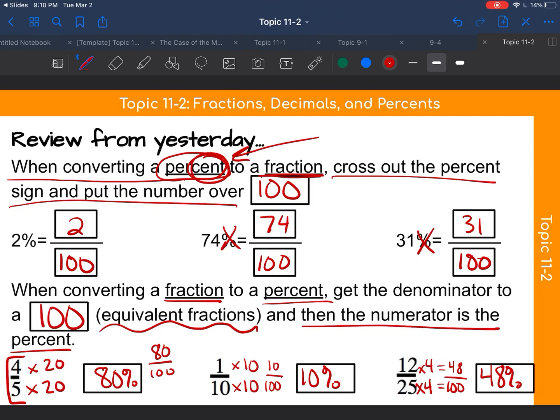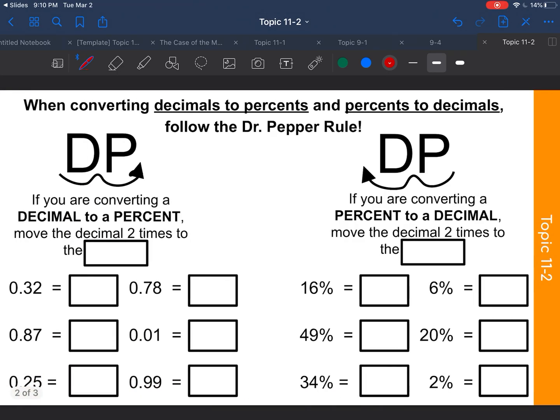So that's all fine and dandy. We can get percents to fractions. We can get fractions to percents. But what about if we throw a decimal into the mix? Okay, and that's what we're going to be talking about today. We're going to be converting decimals to percents and percents to decimals.